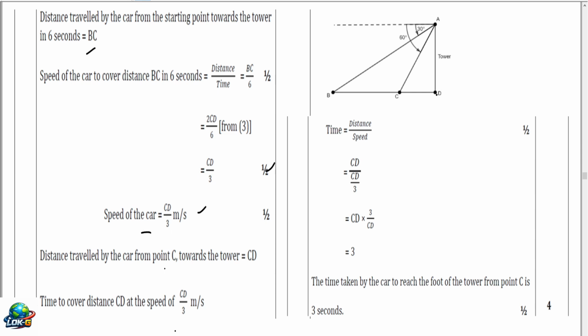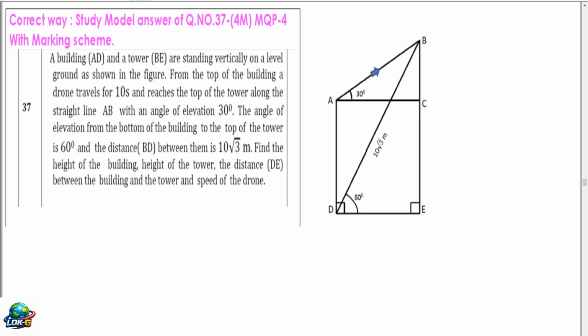Distance traveled by the car from the point C towards the tower is CD. Time to cover the distance is given by CD divided by CD upon 3 meter per second. Time is distance upon speed, CD upon CD, CD cancels, and the denominator 3 goes to the numerator, you will get 3 seconds. Therefore, time taken is 3 seconds. I hope you got the answer. Move on to the last question.